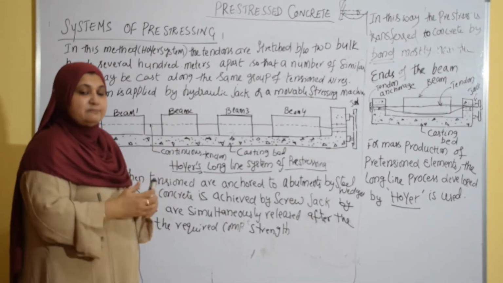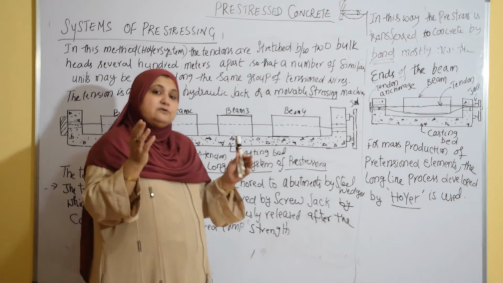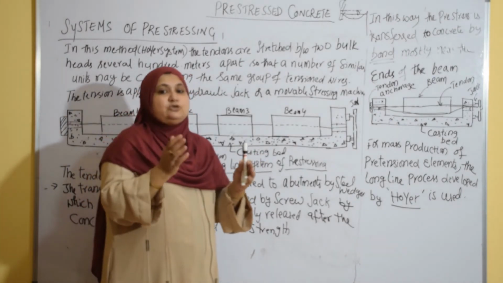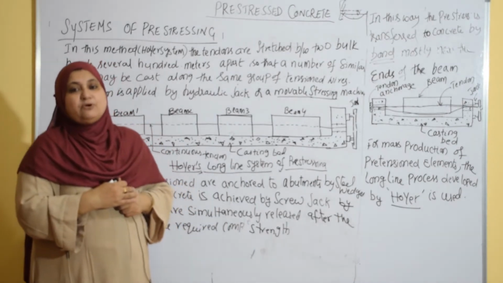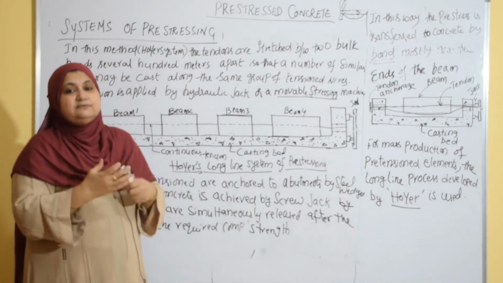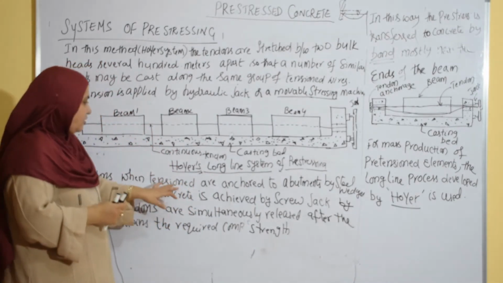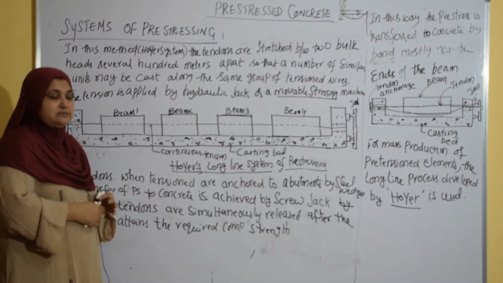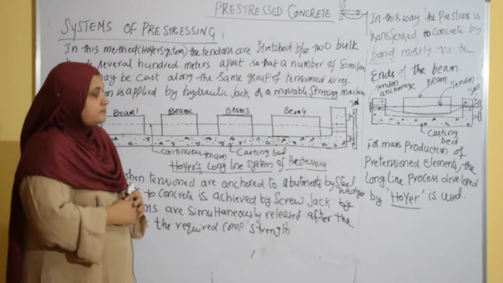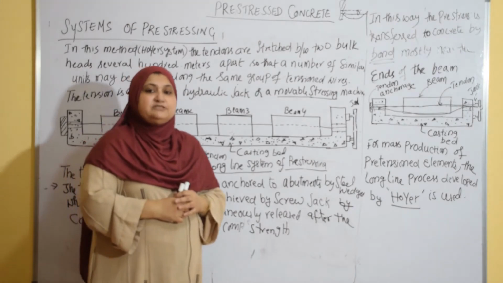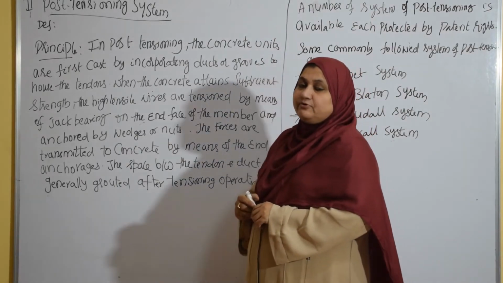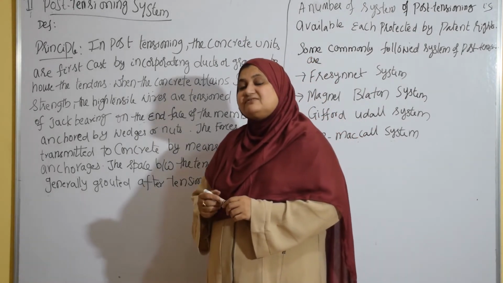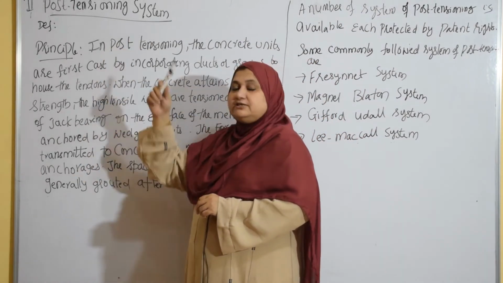Fine. Again the same concept. Once you cut it, the tendon will try to shorten, but that will be resisted by the bond between the concrete and steel, which is transferring the pre-stress. So this is Hoyer's long line method. This is used for mass production of pre-stressed elements.